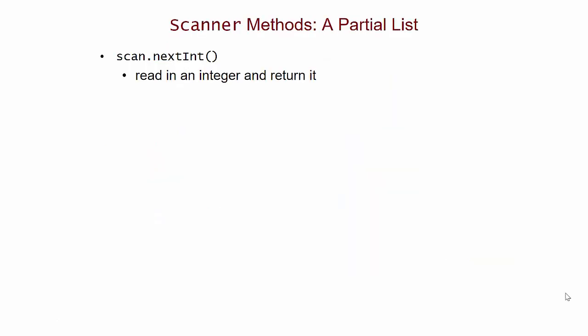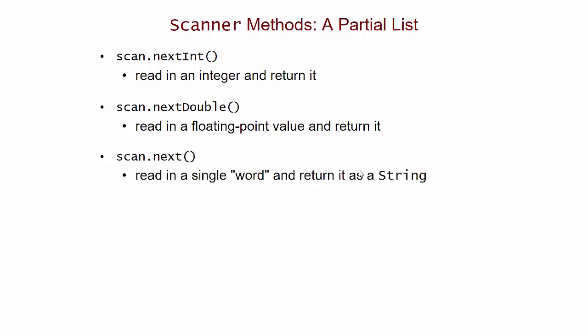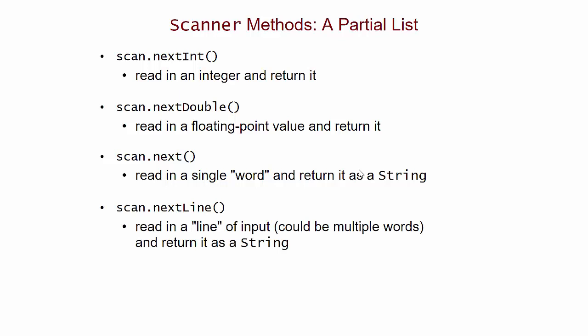And scanners have other methods inside them too. So we used the nextInt method. So if scan is our scanner object, scan.nextInt reads in an integer and returns it, as we saw. scan.nextDouble reads in a floating point value, one that has a decimal in it, and returns it as a double. scan.next reads in a single word, a single sequence of characters that are not spaces or other types of white space characters, and returns it as a string object. And then scan.nextLine allows us to read in an entire line of input where there could be multiple words and return that entire thing as one big string.